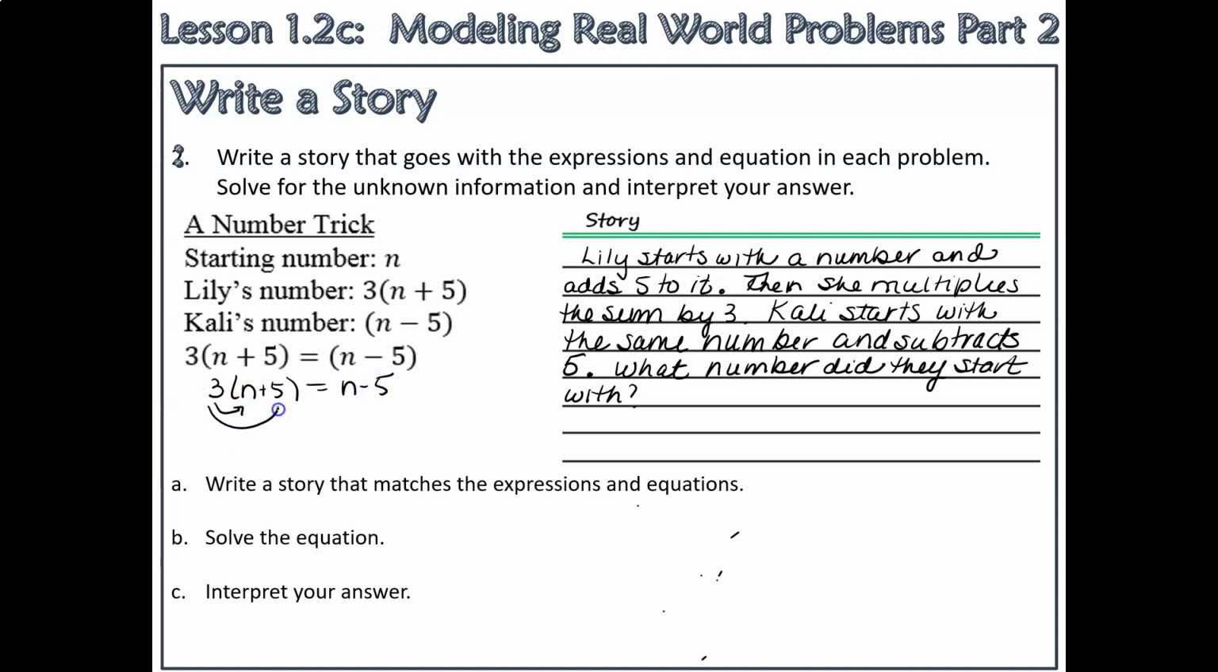So let's distribute first. So I have 3 times n, which is 3n, 3 times 5, which is 15. Now let's bring those n's to the same side by subtracting n. So I have 2n plus 15 equals -5. If I subtract that 15 from each side, I have 2n equals -20. And if I divide each side by 2, n is -10.